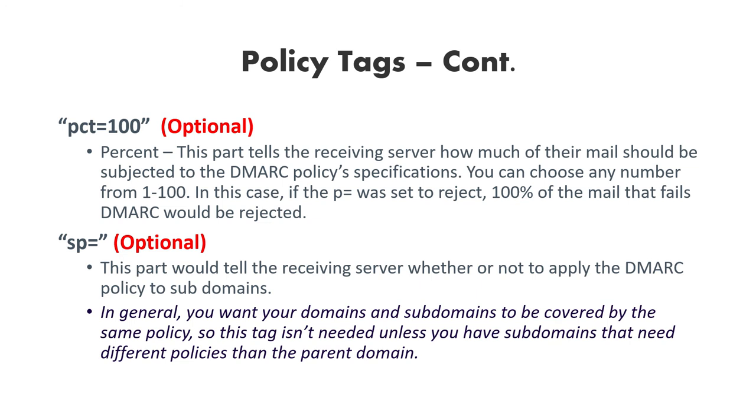So you can choose a number between 1 and 100. If p was set to reject, basically, right? And it was 100, then 100% of the mail that fails would be rejected. Now you could do 50%, like, hey, let 50% of it into the spam, and then 100%. But to me, it kind of defeats the purpose of having it set at reject. Why would you be so confident in your system that you were going to reject it, but then only reject 50%? That doesn't make any sense.